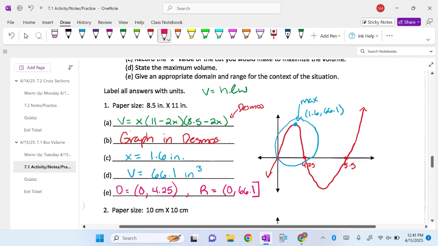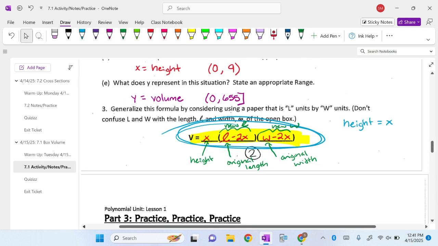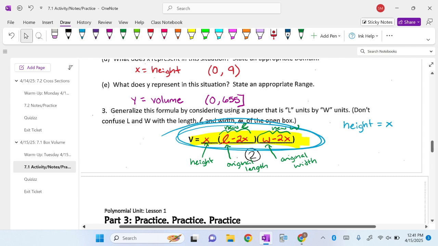So guys, every time you do a problem like this, all you do is take the original width and the original length and put it back into this formula. So X is always your height. You take your length, subtract 2X from it. You take your width, subtract 2X from it. Put this equation into Desmos. Find where the maximum is. The X value gives you your maximum height that you can have to make the maximum volume. Your Y value is your maximum volume you can make.